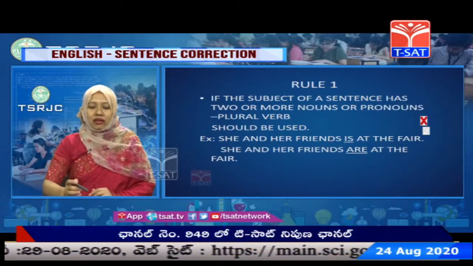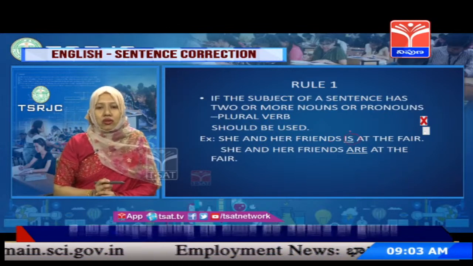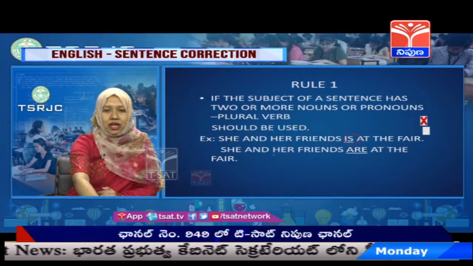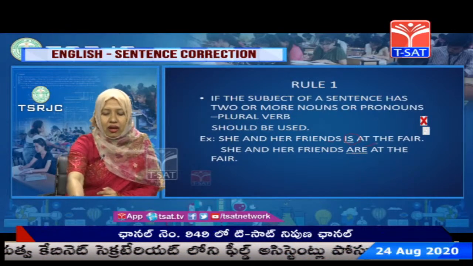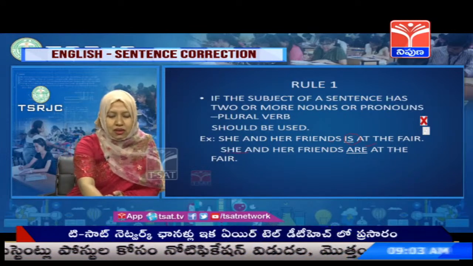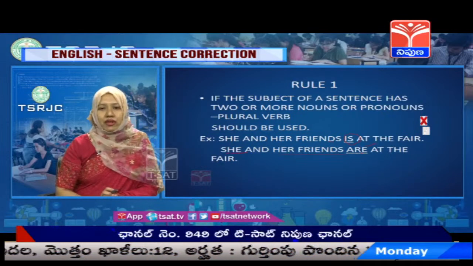But here the verb used is "is," which is wrong. The helping verb "is" should not come. The correct sentence should be "she and her friends are at the fair." Because there are 2 subjects, we need to always use a plural verb. This is one important tip.